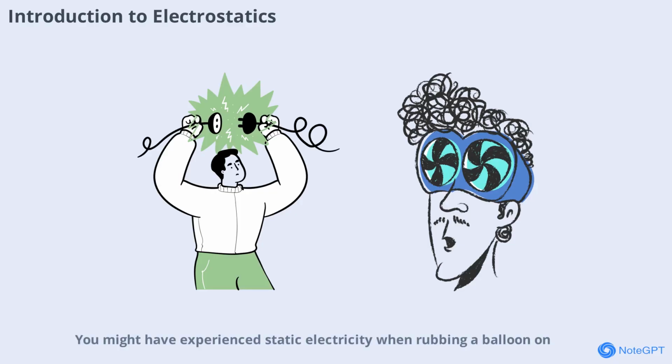You might have experienced static electricity when rubbing a balloon on your hair or walking across a carpet and touching a doorknob. These simple experiences are rooted in the principles we'll discuss. Let's start by understanding what electrostatic potential means and why capacitance is so important in modern technology. Get ready for a journey through invisible forces that shape our world.